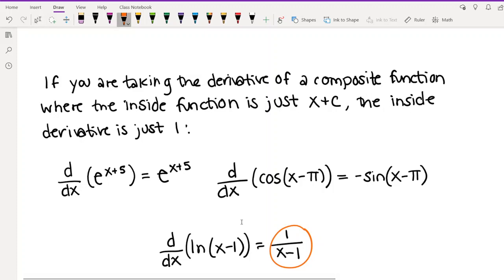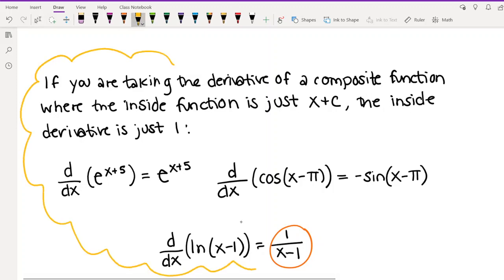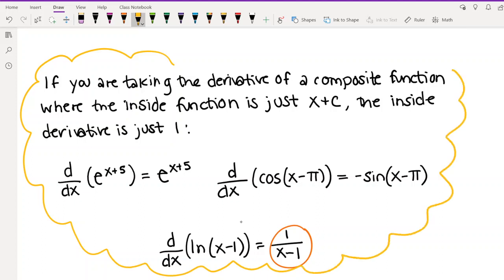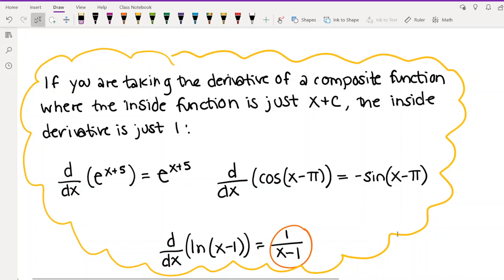So let me just put a bubble around this. This is just a side note, but I think it's an important observation that will save you time when you're dealing with antiderivatives of composite functions, or rather simple composite functions.